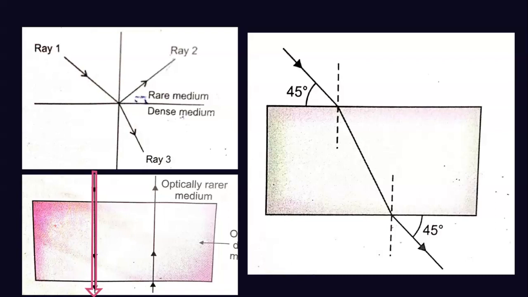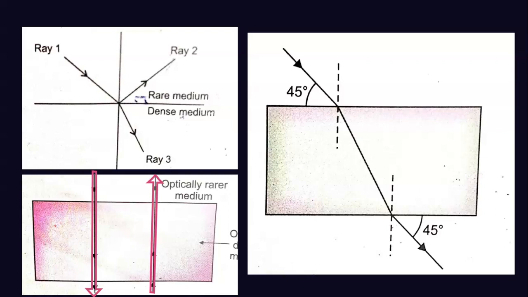Again, when a ray of light is incident normally, it can be from the top or from the bottom as well, as we can see in the diagram. If the ray of light is incident normally, it passes through the glass slab without any refraction. That is, it passes through the glass slab undeviated. In this case, angle of incidence and angle of refraction are both 0.